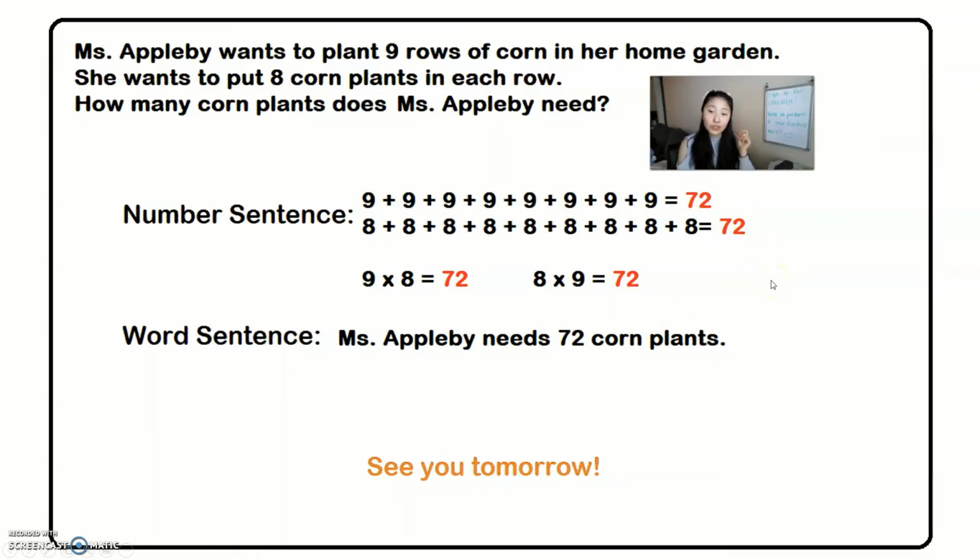Your word problem, or your word sentence, is Miss Appleby needs 72 corn plants.